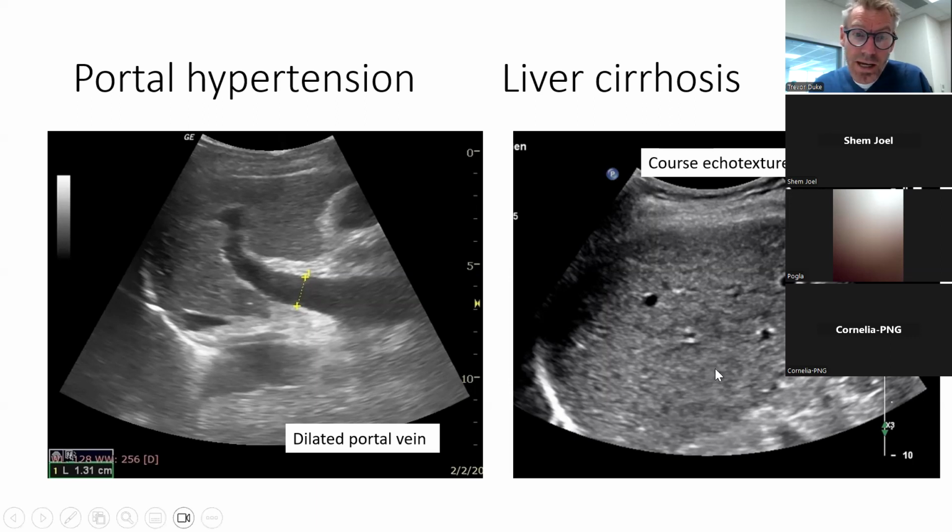And you can see that the echo texture of the liver is just different to here. See how it looks relatively smooth? Well, see here it looks rather nodular. The edge looks nodular, and it looks like there's a more coarse echo texture within the liver, and that's liver cirrhosis. And that also leads to portal hypertension because the blood flowing into the liver can't get in as freely as it normally would. So therefore the blood pressure backs up in the portal vein and then the splenic vein.